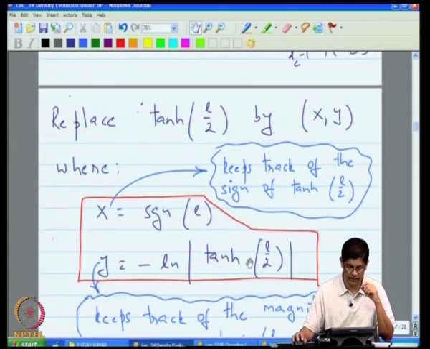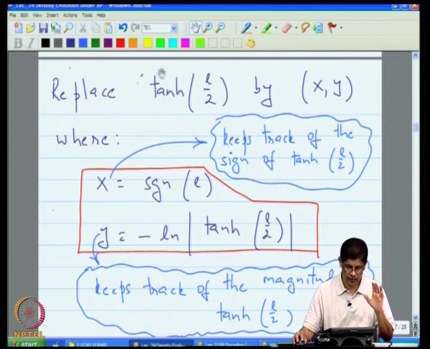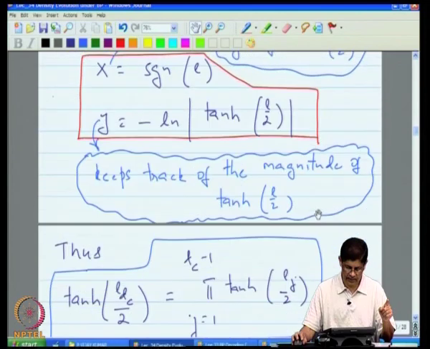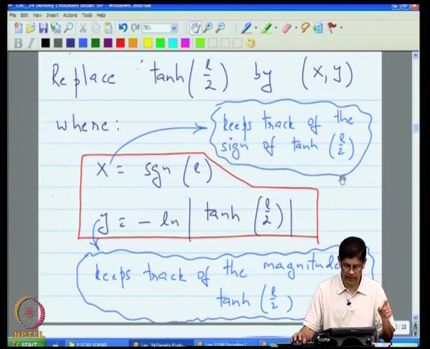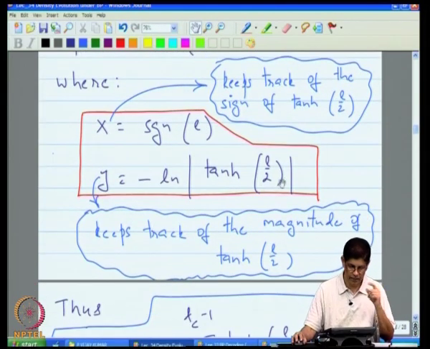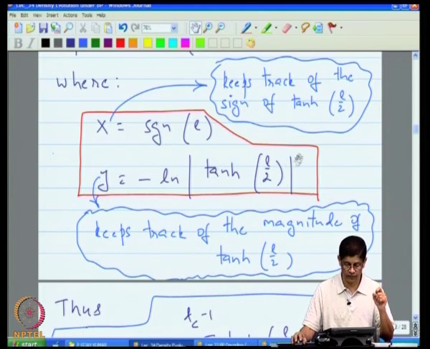So, we would like to overcome them, and we will actually do a change of variables. What we will do is we will replace the tan hyperbolic function by a pair of variables. So, x will keep track of the sign of tan hyperbolic of L by 2, but because the tan hyperbolic function is monotonic in L and sign preserving, the sign of the tan hyperbolic is the same as the sign of L. The second is to keep track of the magnitude of tan hyperbolic, and we will keep track of it by making use of the log function, and it will be convenient to take the negative log.